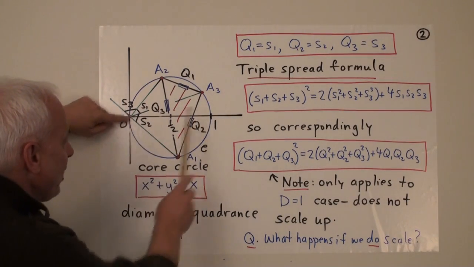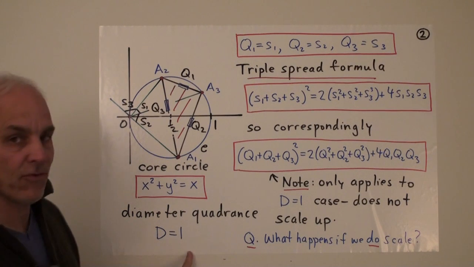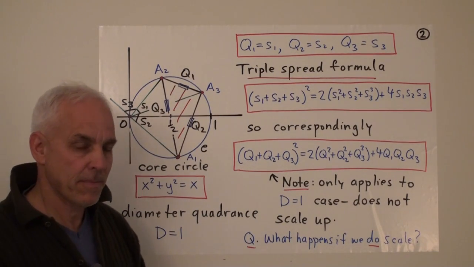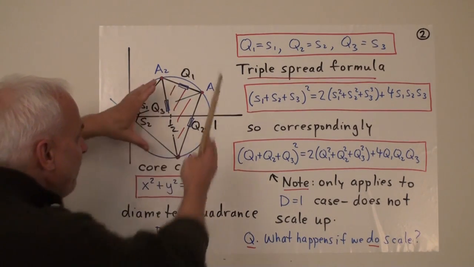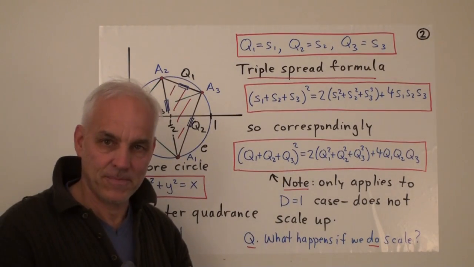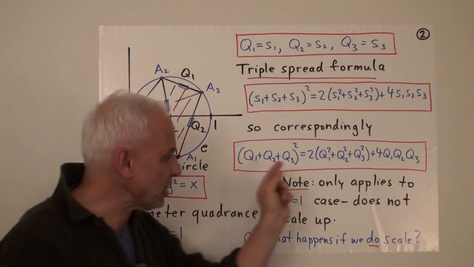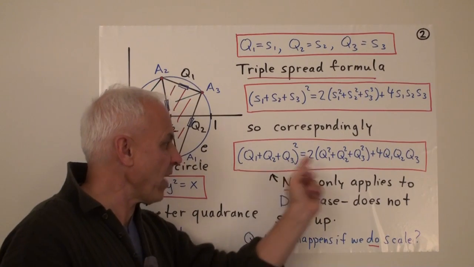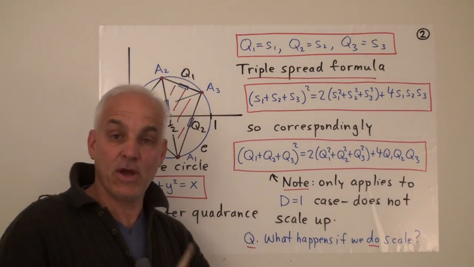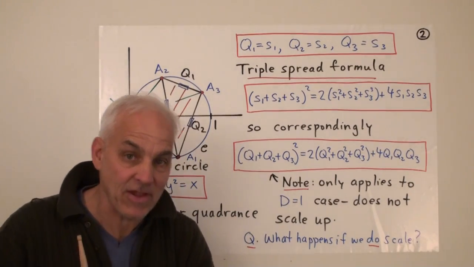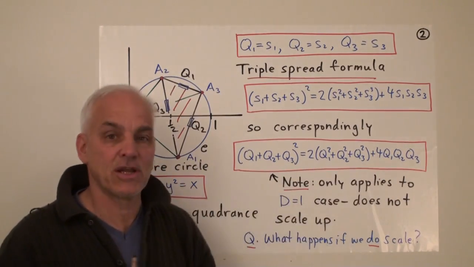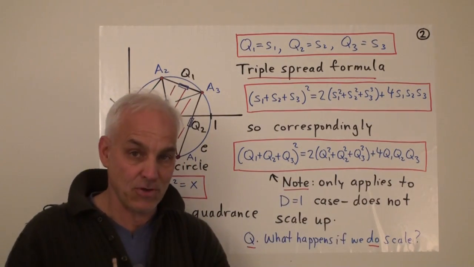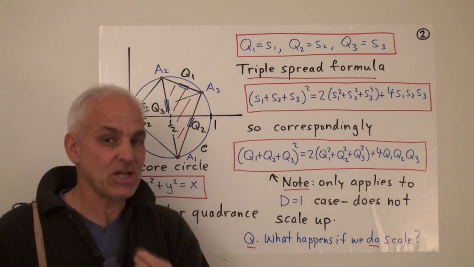Now, this circle here has a diameter quadrance D equals 1. Let's use capital D to represent the quadrance of the diameter here. We might well ask, what happens to this relation if we dilate the circle? Well, now the fact that this relation is not homogeneous becomes interesting and important, because this is quadratic, but this is cubic. So if we dilate all three quantities by the same amount, we should not expect that the relation continues to hold. It would hold if it was homogeneous, all terms of the same degree. But since it's not, the relation is going to change.